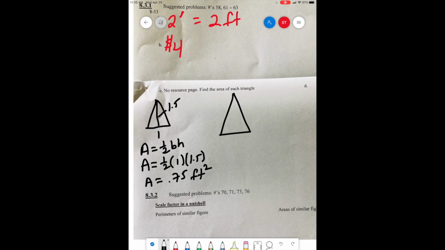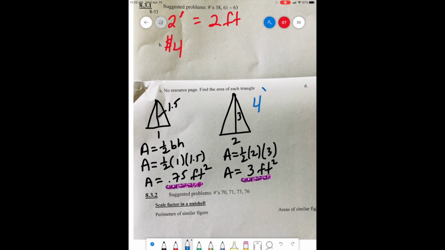Well, let's find the bigger one. The bigger one had a base of 2 and a height of 3. So again, the formula 1/2, the base is 2, the height is 3. You run that into the calculator and you will get 3 feet squared. As you can see, it is not twice as big. As a matter of fact, how many times bigger is it? Well, if you take 3 divided by 0.75, it is actually 4 times bigger.